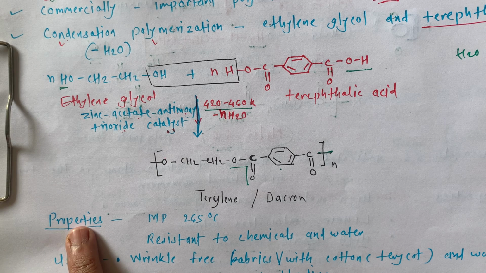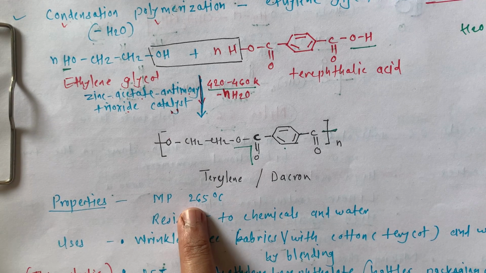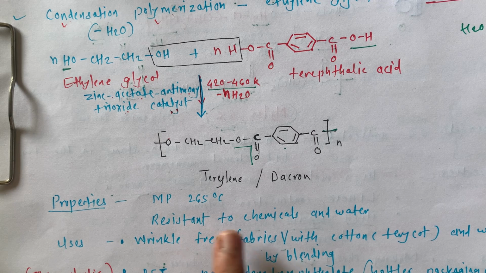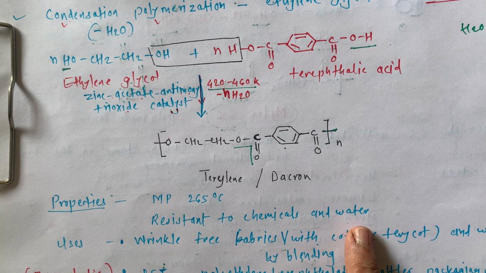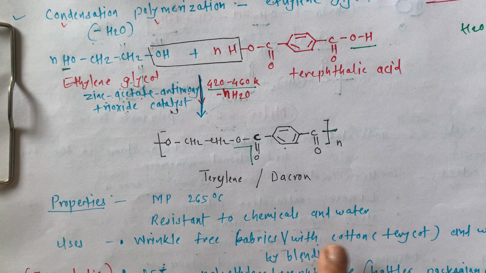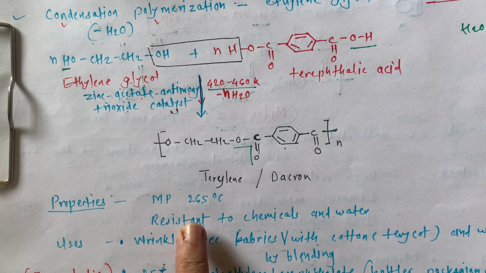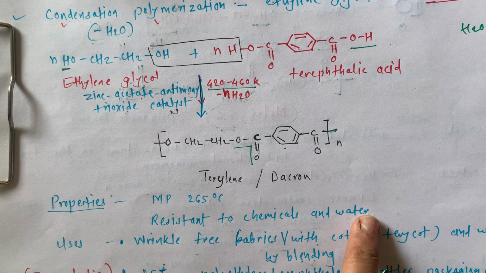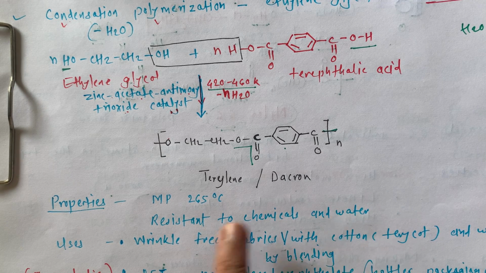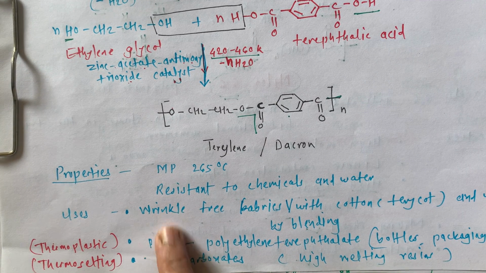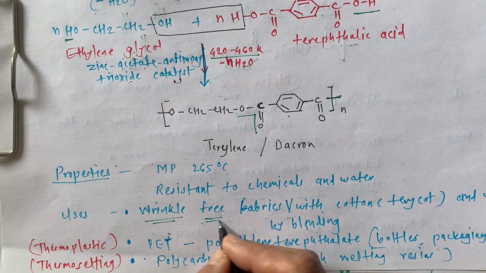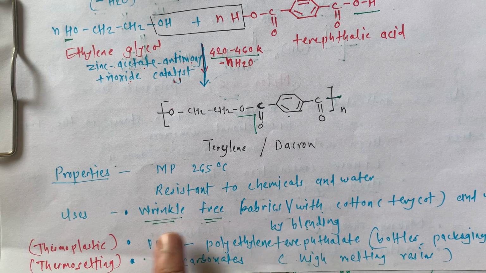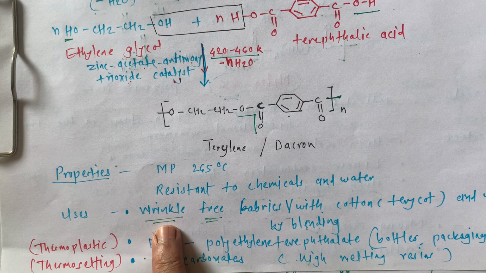Now what are the properties of terylene? Melting point is 265 degrees centigrade. It is resistant to chemicals and water. We know that a few clothing brands do advertisements based on this. Water is not absorbed, and that is why it is used for sports clothing. We know it very well. It is also resistant to chemicals. So now what are the uses? This is wrinkle free. I just told you a few brands advertise regarding this. Our clothes are wrinkle free.